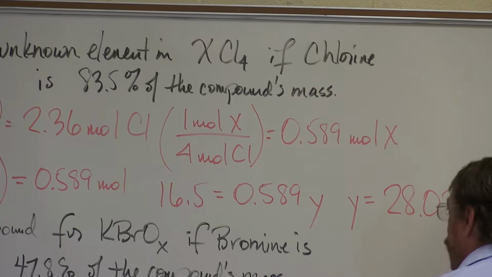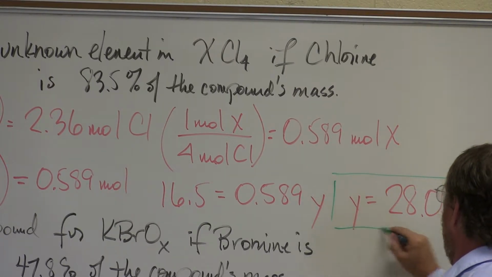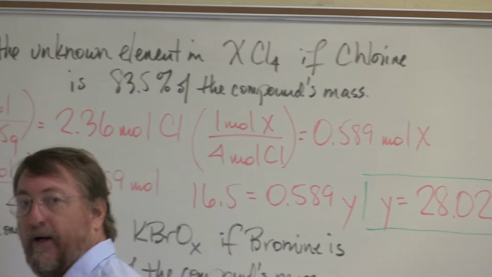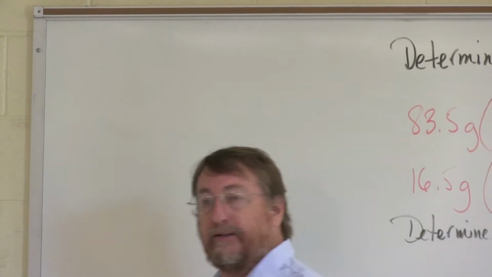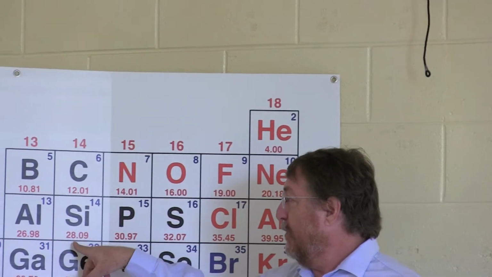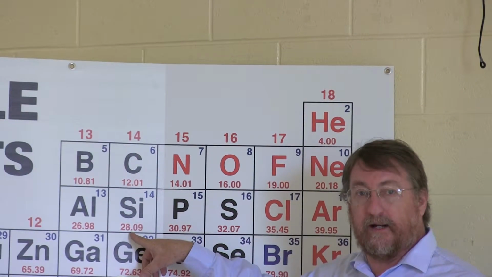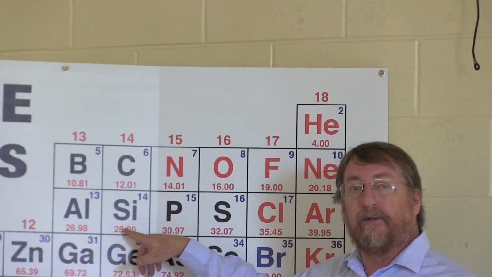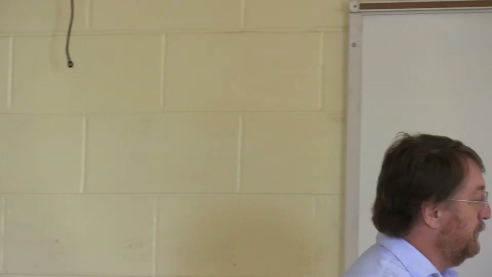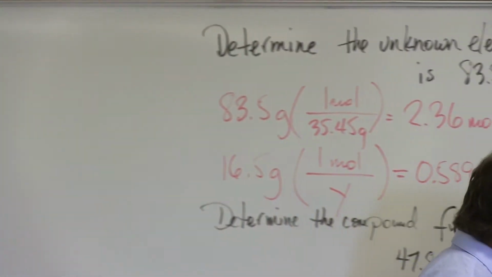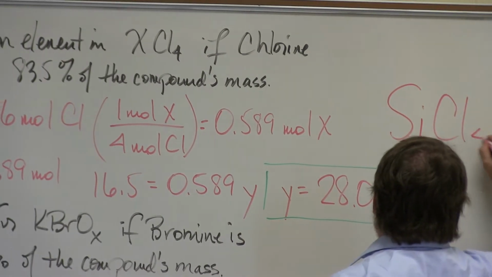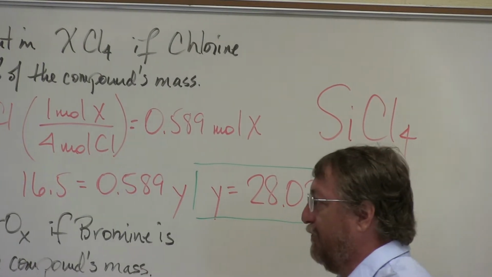Okay, what am I going to do with 28.02? Well, I'm going to go over to the periodic table, and I'll search for that atomic mass. Where's 28.02? Well, the closest element to that is silicon at 28.09. So obviously the missing element is silicon, 28.09. So I come back and I say, all right, now I know what the formula is. It's SiCl4. So I figured out that empirical formula.